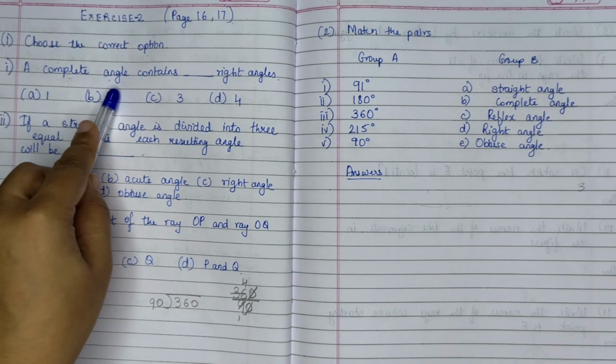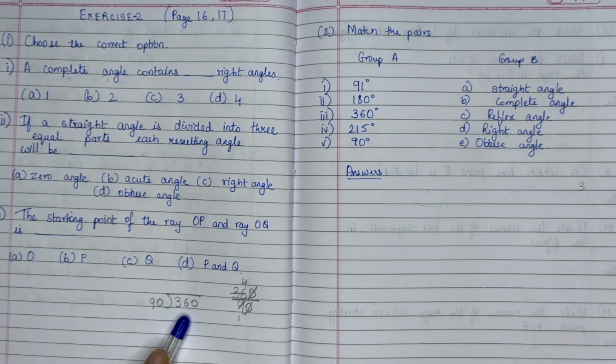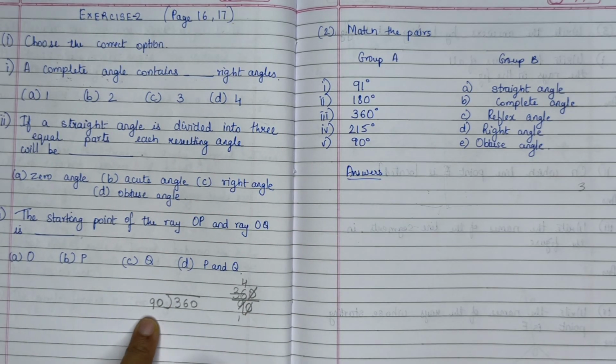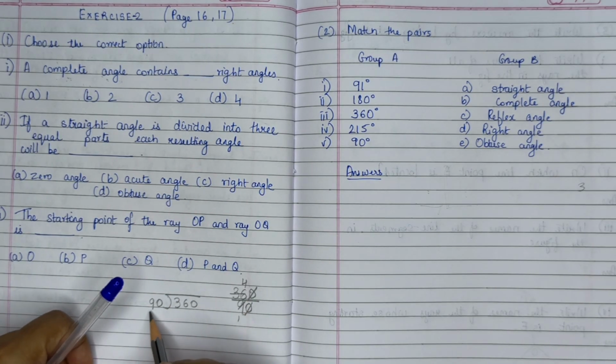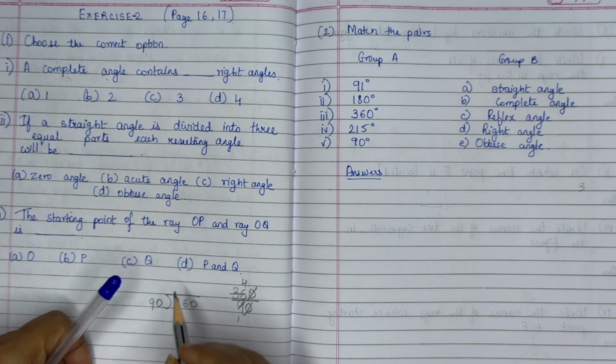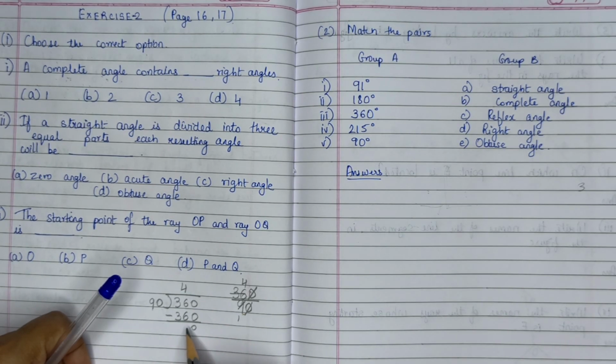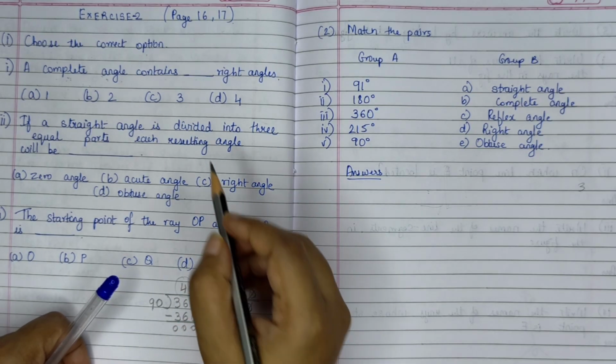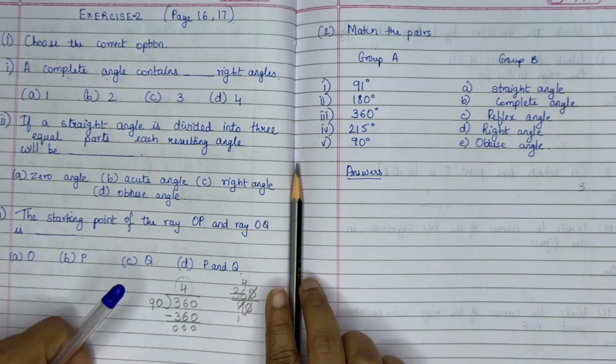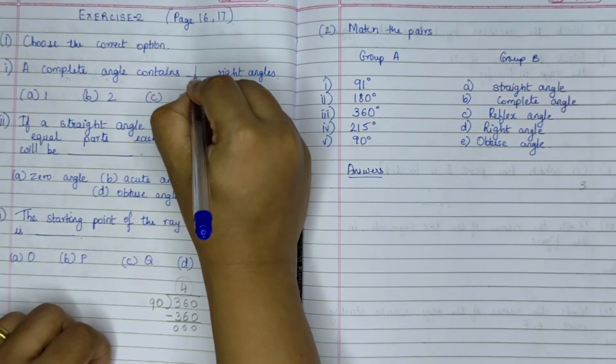Complete angle is how much? 360 degrees. And the measure of one right angle is 90 degrees. So 90 ones are 90, 90 fours are 360. So what do you get over here? 4. So a complete angle contains 4 right angles.